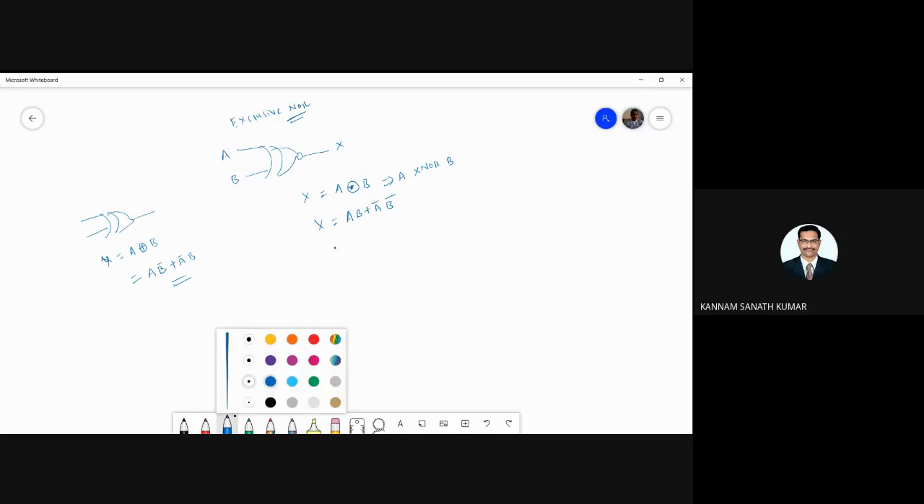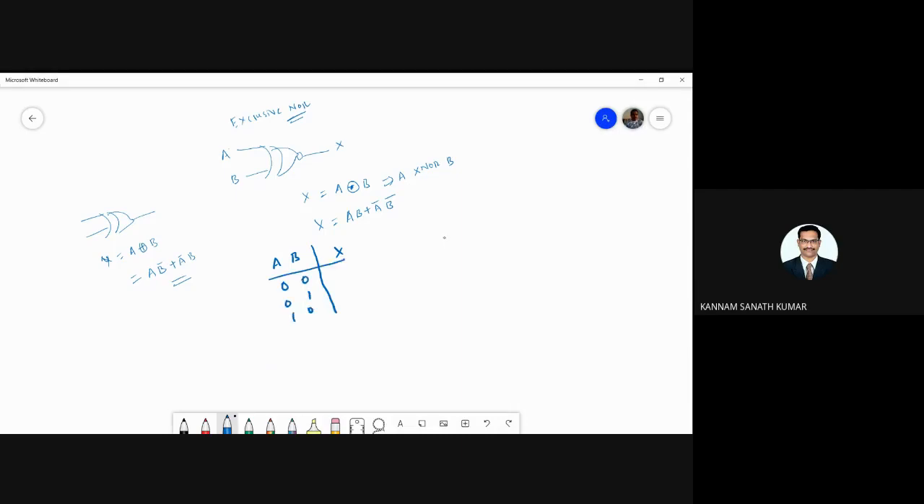So if you see the truth table, you have X, A and B. That means here 0, 0, 0, 1, 1, 0, 1, 1. So when both inputs are the same, you are getting the output as 1. And when both inputs are different, you are getting the output as 0. Okay. So this is the truth table for exclusive NOR gate.